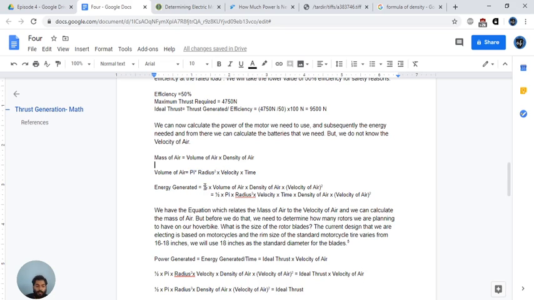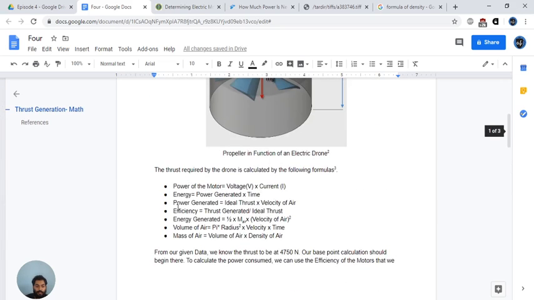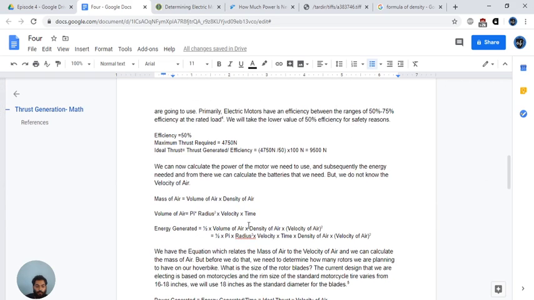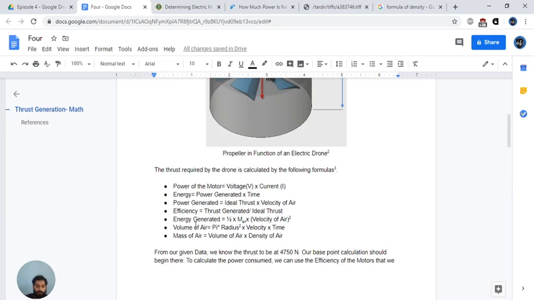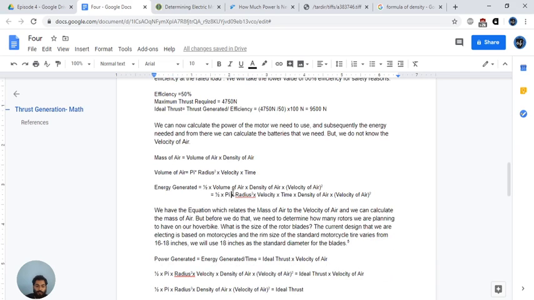Now, energy generated, you see this equation? Energy generated is mass times air, right? So we substituted this value right here for mass times air. Okay, you understand that? Everything else is the same. Everything else is the same. Mass times air. This is substituted here. That's all I did.